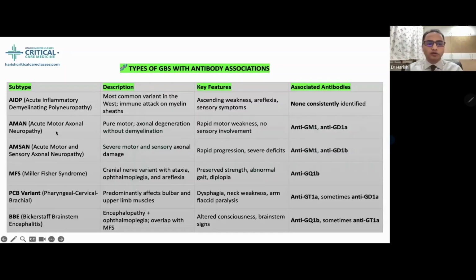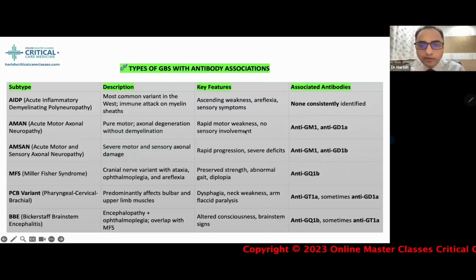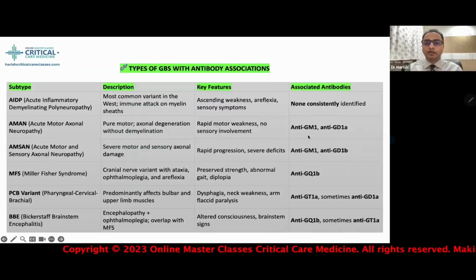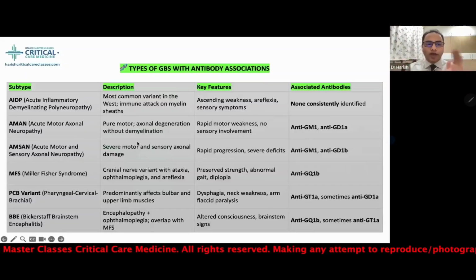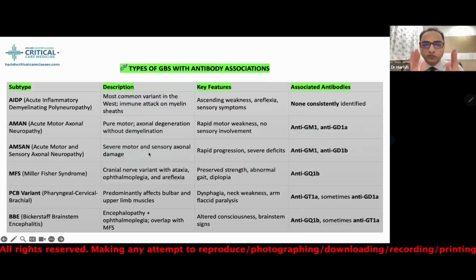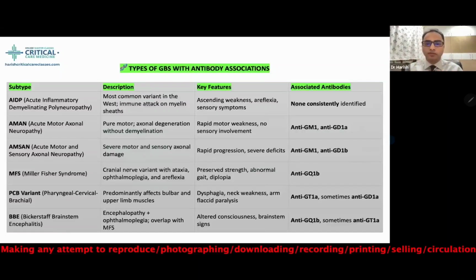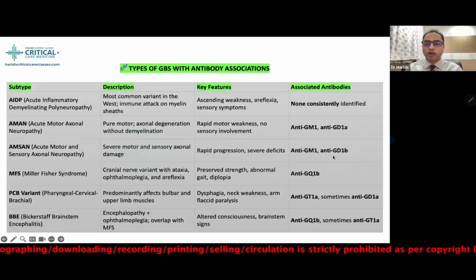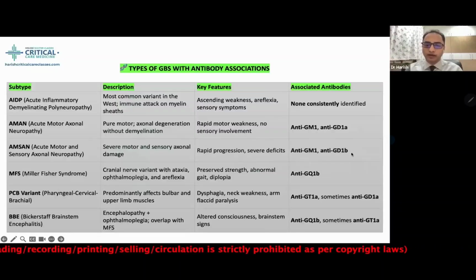Acute motor axonal neuropathy is pure motor, with axonal degeneration. It attacks the axon without any demyelination. Rapid motor weakness will be there, with no sensory involvement, and the associated antibodies are anti-GM1 and anti-GD1A, very very important. AMSAN, acute motor sensory axonal neuropathy, has both severe motor and sensory axonal damage, rapid progression and severe deficit. Anti-GM1 and anti-GD1B will be the antibodies.